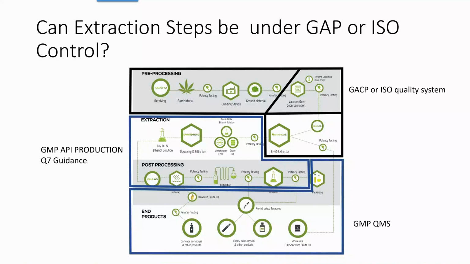When you look at this, can extraction steps be under GAP, GACP, or ISO control? What we're really talking about here is this first step right here, all the way up, including extraction: receiving raw material, grinding station, ground material, and then over here, obviously growing and harvesting. All that is usually under GACP control. So the question is, where does the blue start? Where does the black stop? Where does the blue start? Actually, they're overlapping. This is the questionable stuff right here, that you really need to have a scientific rationale for, whatever you decide to do.